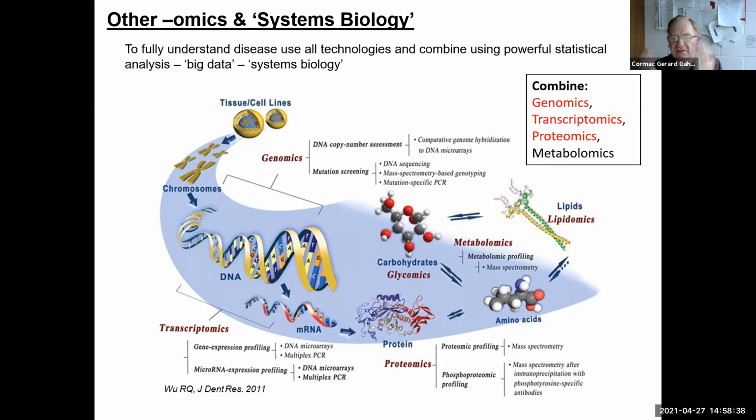So we can use big data analysis and statistics, systems biology approaches to compare all these data sets and to say, well, one is up, another is down, this is up, this is down, and so on. It's a huge, huge amount of information.